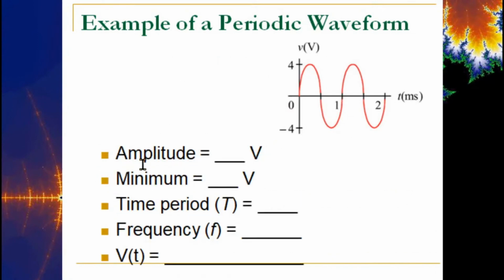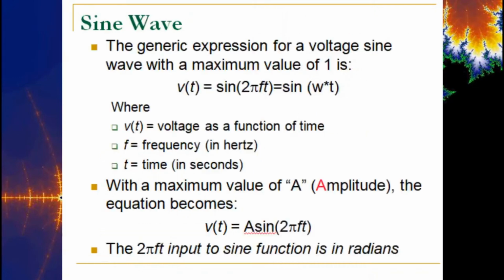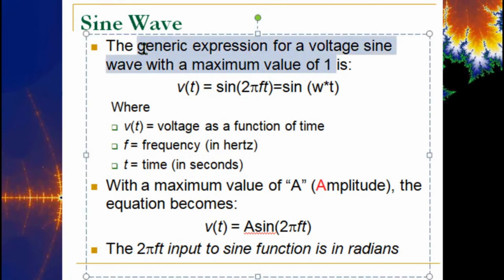Now here's another one. Since we've talked about this, all the way back up to, let me find it, all the way back up to here. The thing that I skipped over here says the generic expression for a voltage sine wave with a maximum value of 1. So we're assuming that this sine wave only has a peak amplitude of 1 volt and it goes down to -1 volt. Okay?